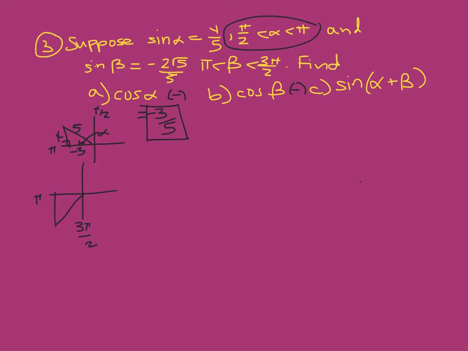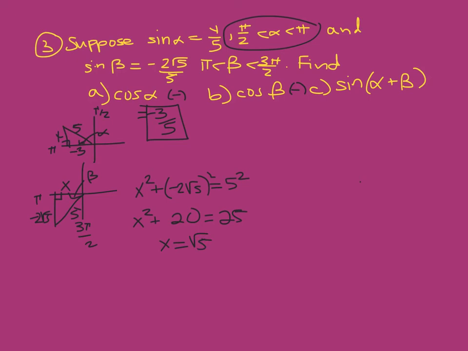That looks really confusing, but you can just use the same ideas as what you were using before. My opposite side is negative 2 radical 5. My hypotenuse is 5. You can use the Pythagorean theorem to figure out this x value. So I'm going to get x squared plus negative 2 radical 5 squared is equal to 5 squared. That gives me x squared plus 20 is equal to 25. If I solve that out, I get x equals radical 5.